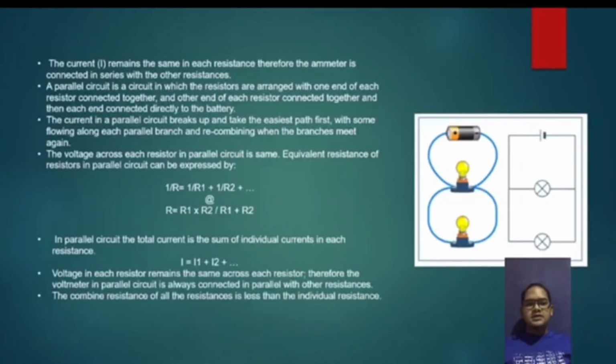In a parallel circuit, the total current is the sum of the individual current in each resistor, and the voltage across each resistor remains the same. Therefore, the voltmeter in a parallel circuit is always connected in parallel with the other resistance, and the combined resistance of all the resistances is less than the individual resistance.